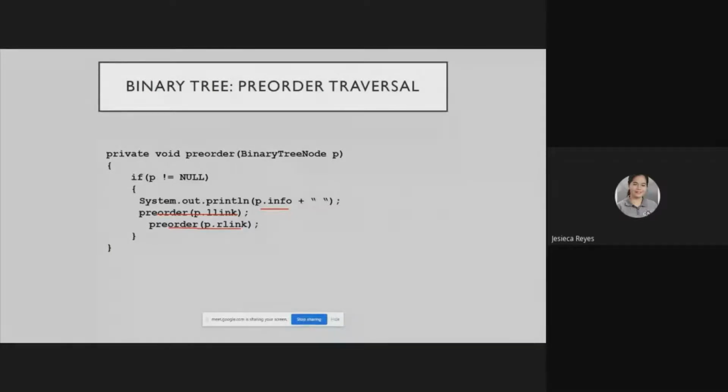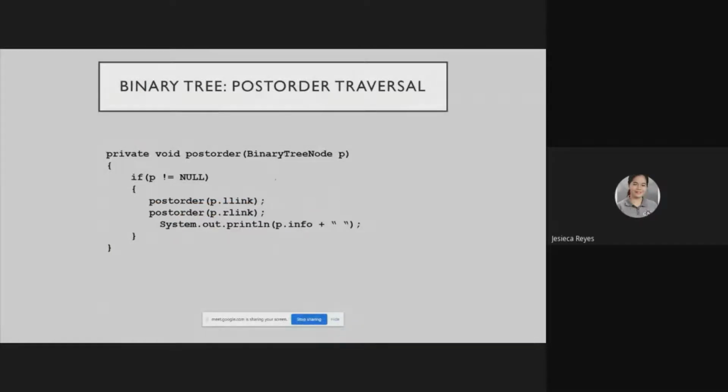And for the post-order, again, this is a recursive algorithm to traverse the binary tree using the post-order traversal. That is, traverse the left subtree first using the left link reference variable, and then go to the right subtree, then print the info using p.info.